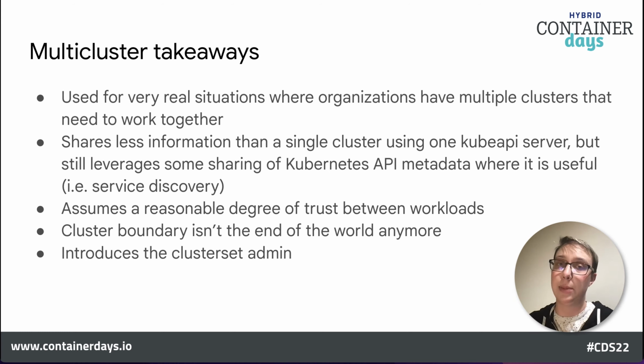So we just saw an example for the MCS API where we're going to transport the minimal amount of information from the source cluster about that service API object to the destination cluster, so it can still stitch together in a very Kubernetes feeling way the access to that service, even though it's in a totally different cluster, without wholesale copying the whole Kubernetes API server over, right? So as a side effect of all of this, it is assuming a reasonable degree of trust between workloads.